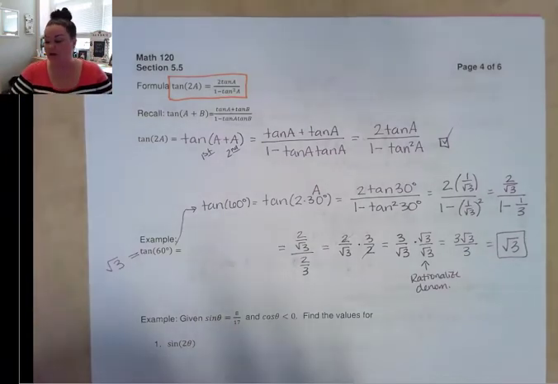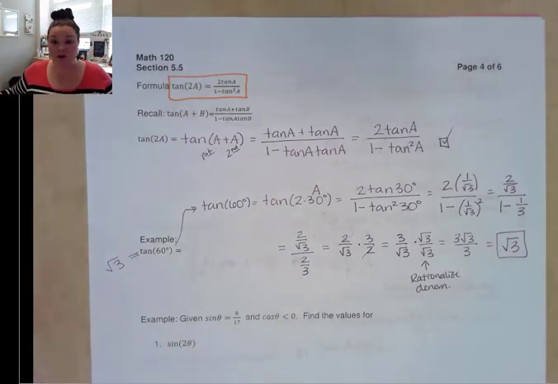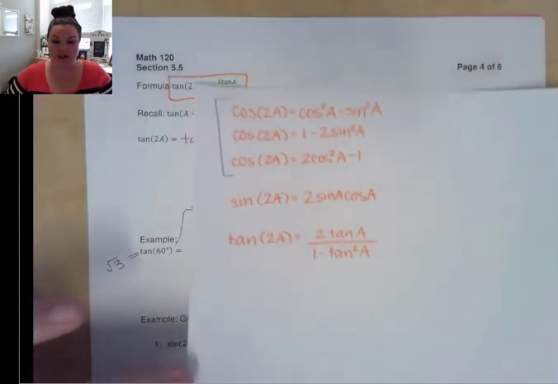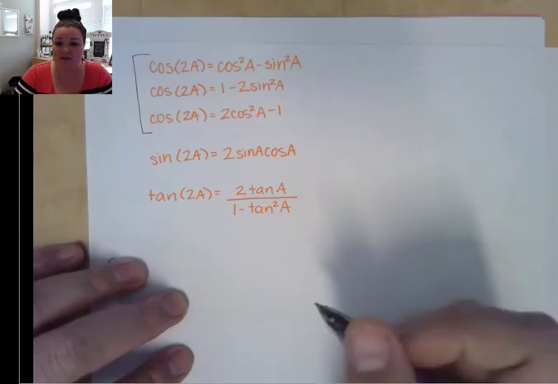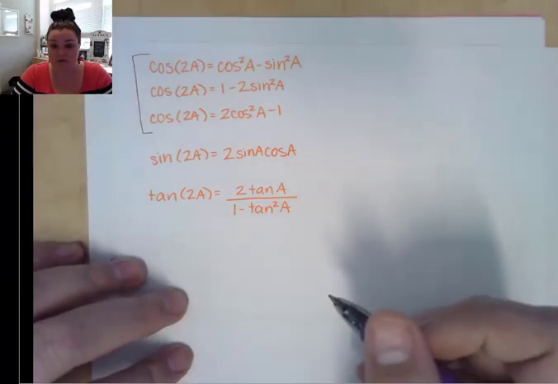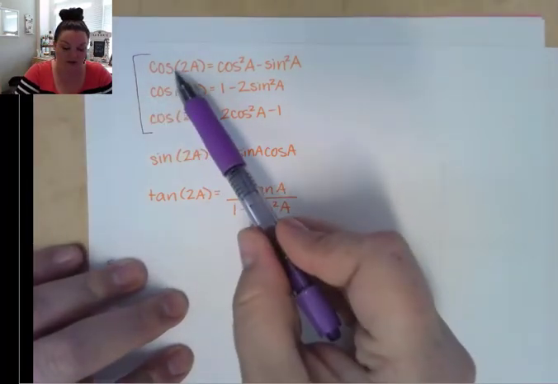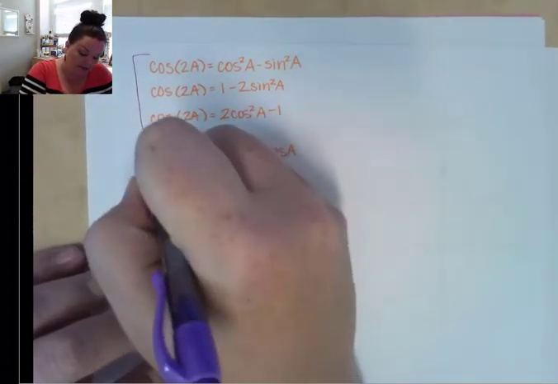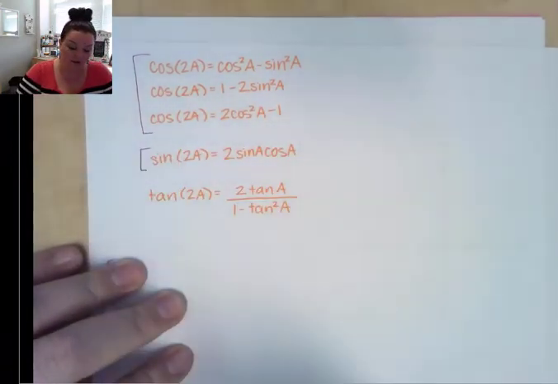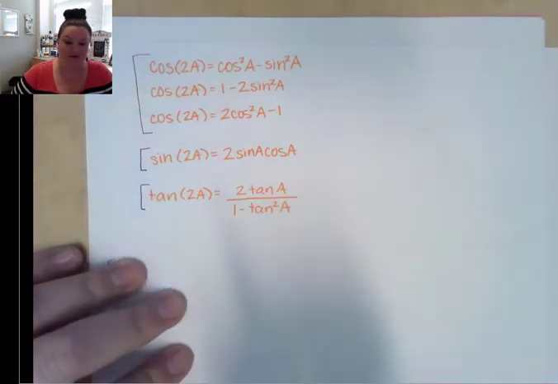Okay, so on your little note card or on your little piece of paper, we should now have five new double angle formulas, okay? So I would suggest that you write them down on a piece of paper so that you have them easy to reference when you do this homework. So we have the 3 cosine of 2a angle formulas. We have the sine of a double angle, and now we have the tangent of a double angle.